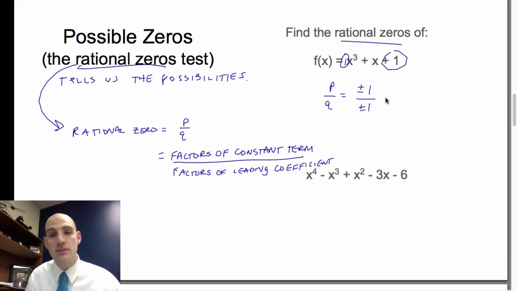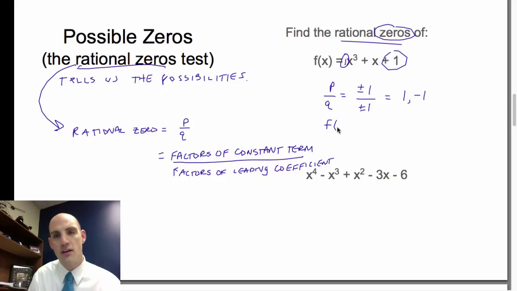And so my possible rational zeros are equal to, well, if this was a positive over a positive, it would be 1. If it was a negative divided by a negative, it would be negative 1 over negative 1, so it would be 1. I could also have a negative on top, positive on bottom, so that would be negative 1. Or a positive on top, negative on bottom. Now what you're going to notice is we only end up with 2 possibilities in this case, 1 and negative 1.